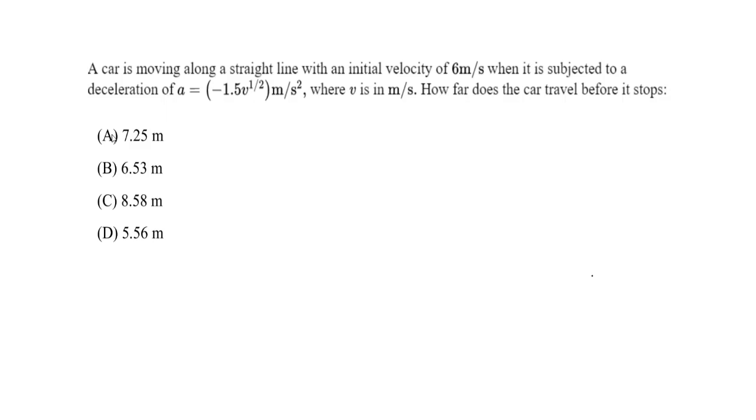Okay, so let's run through this dynamics question together. What we have here is a kinematics question, particularly particle kinematics. A car is moving along a straight line with an initial velocity of 6 meters per second. When it is subjected to a deceleration, so it's negative acceleration, a equals negative 1.5 times the velocity raised to the power of 1/2 meters per second squared, and v here is our velocity in meters per second. So our acceleration is given as a function of velocity. We want to determine how far the car travels before it stops.